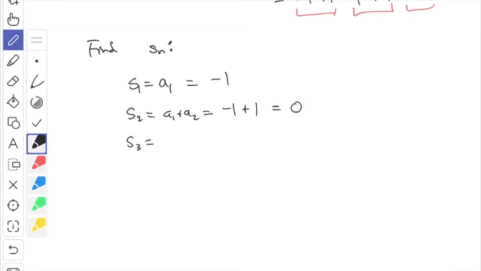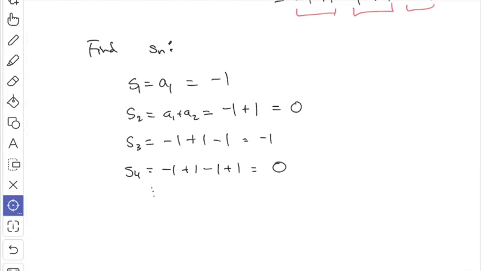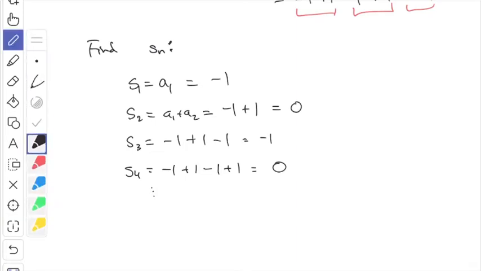S3 is the sum of the first three. Can I just write minus 1 plus 1 minus 1? Right? You take the first three things. This adds up to negative 1. S4 is the first four things, which is 0, etc. Can we see a pattern here in the answers? I would like to say something about Sn.